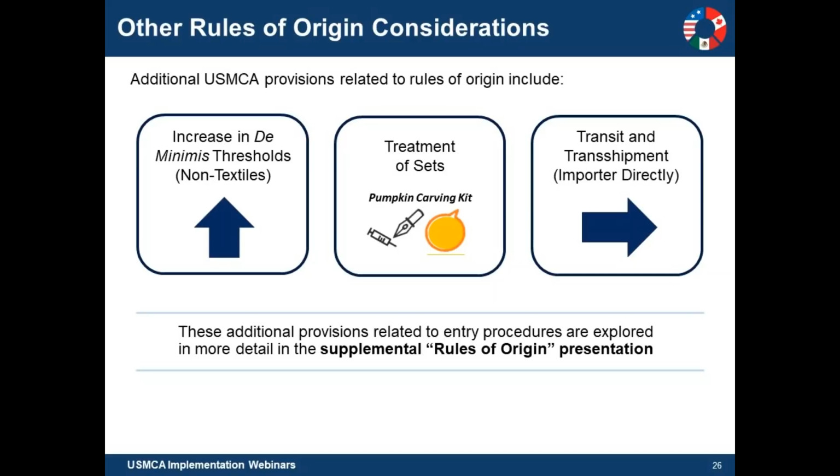Next, we'll talk about transit and transshipment. This covers goods that transit through a third country. If, while in transit in the third country, it does not leave customs control, it will retain its status of origin. Otherwise, if it enters into the commerce of that third country, it would lose status. There is simple processing that's allowed while in that third country to preserve the condition of the good, and the good will originate if it remains under customs control while in that third country.